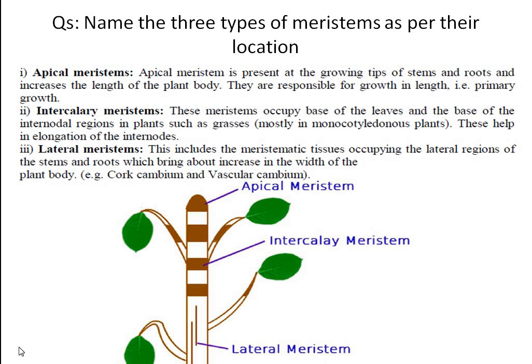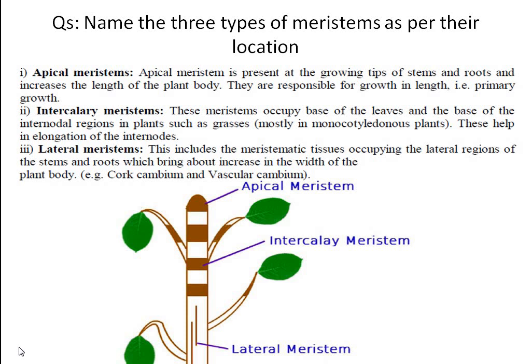So we are learning plant tissues, simple tissues in plants, meristematic tissues and simple tissues. Two types of tissues are there in plants. In that we are learning about meristematic tissues. The meristematic tissues are three types. There are three types of meristematic tissues in plants.